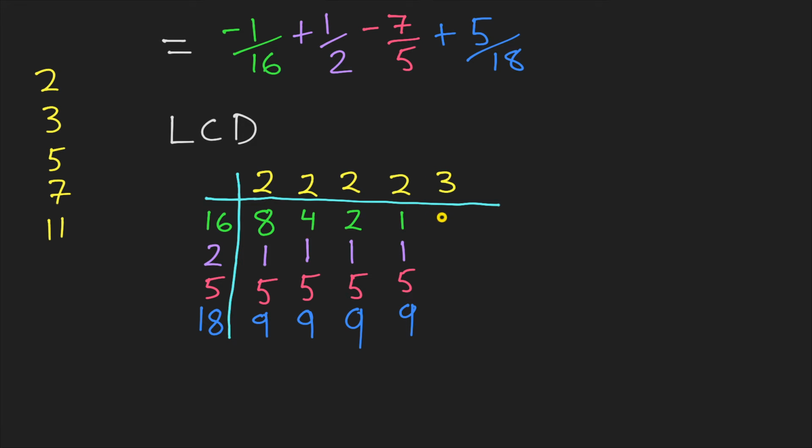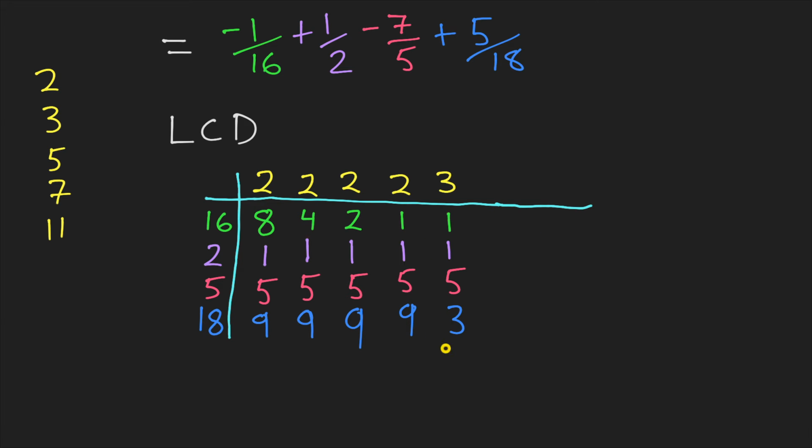And do the same thing. So 1 does not divide by 3, so just copy it. 1 does not divide by 3, so just copy it. 5 does not divide by 3, so just copy it. 9 divides by 3, and 9 divided by 3 is just equal to 3. And here I'm just going to extend this table because we're going to need a few more columns.